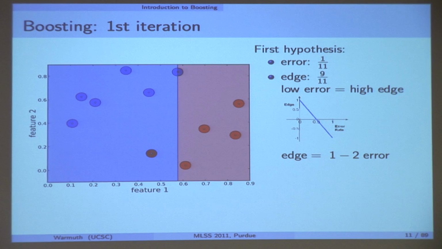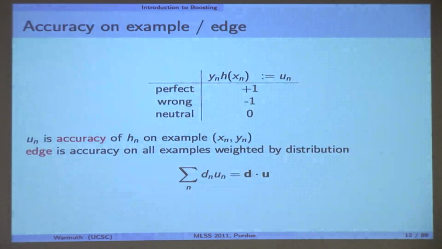Totally right corresponds to edge +1. So again, error 50%, random, corresponds to edge 0. Accurate corresponds to edge +1, and inaccurate to edge -1. Technically, the edge is 1 minus twice the error. I'll make this obvious in another slide. So perfect means +1. Wrong means -1, misclassified.